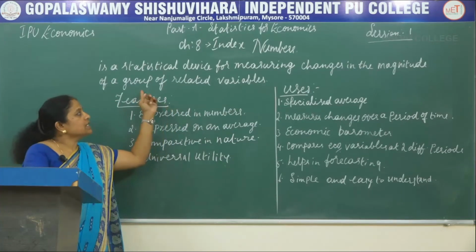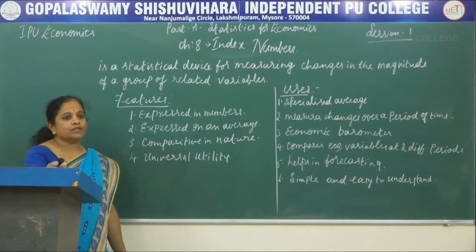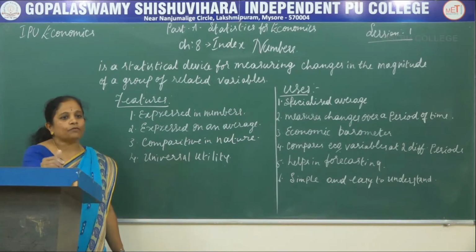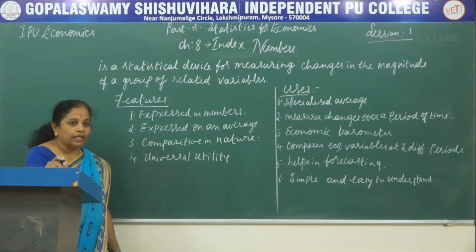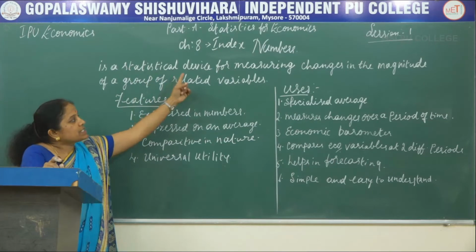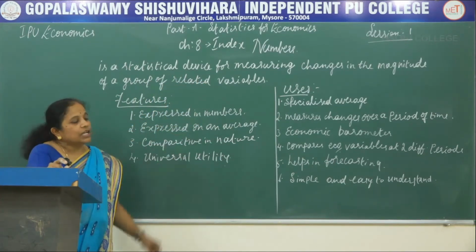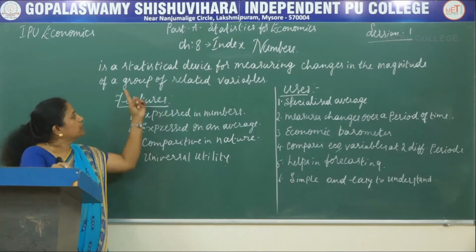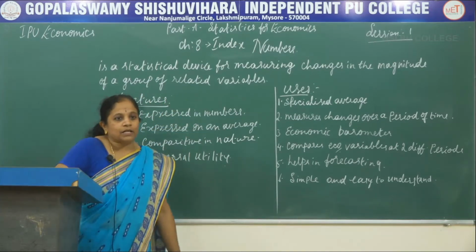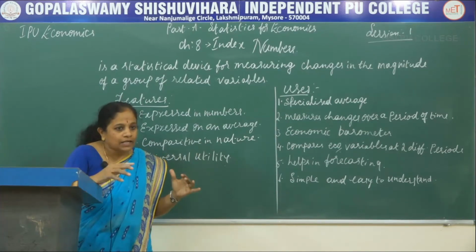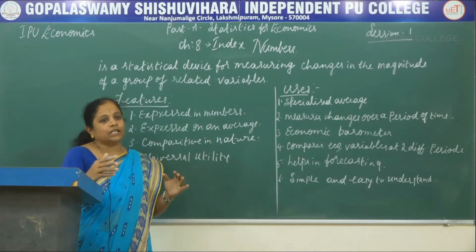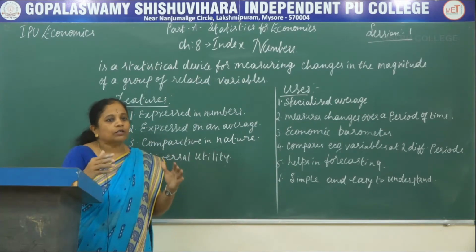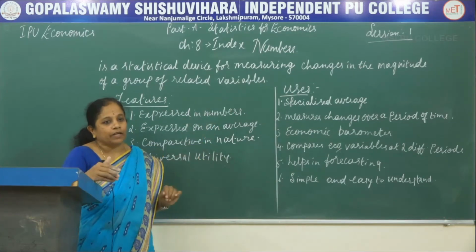Before everything, let us see what is an index number. An index number is one which shows the indication of the changes or variations in a group of variables. So, it is one which indicates the changes and the variations. An index number is a statistical device for measuring changes in the magnitude of a group of related variables. Here the variables are interrelated and the index number measures the change in the magnitude, or the volume of the change, in these variables.